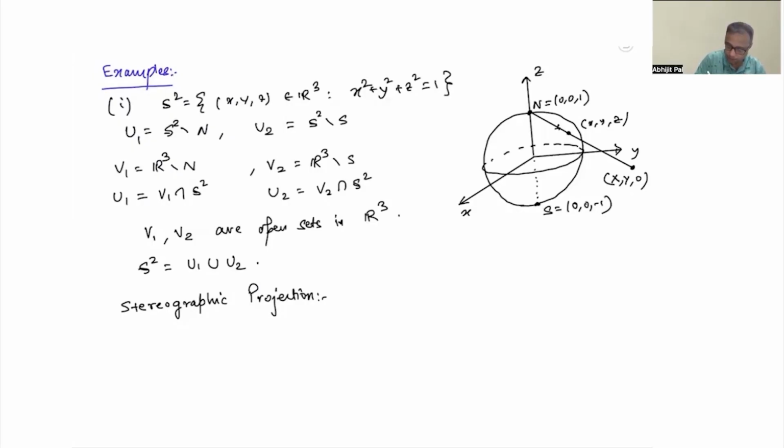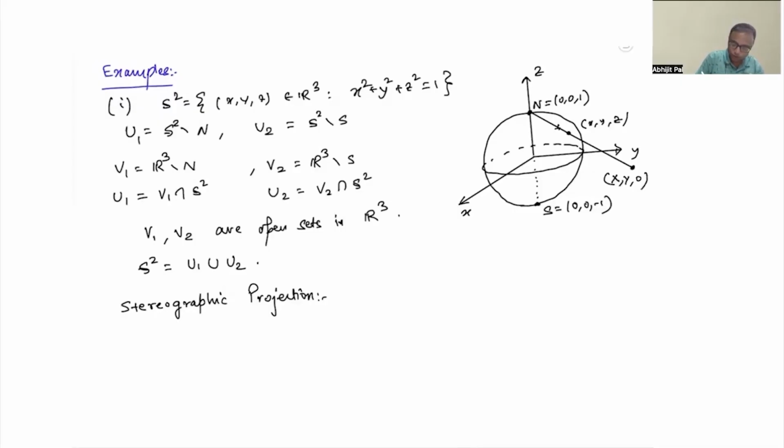So now, what will be my coordinate of this point, capital X and capital Y, in terms of this small x, y, z? So this is called stereographic projection. Okay, so you are projecting from the point North Pole.